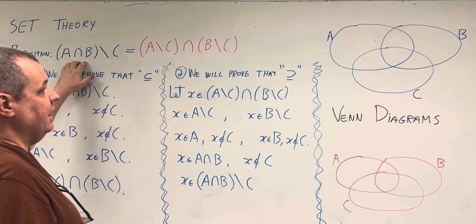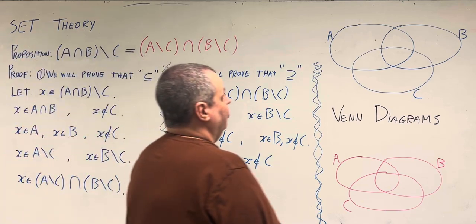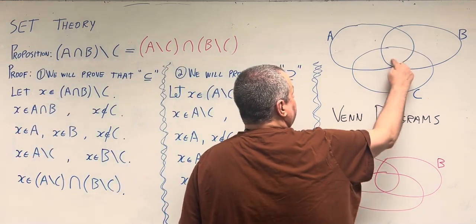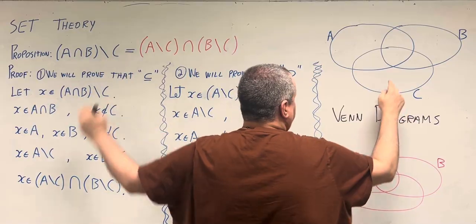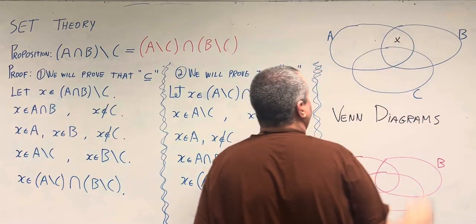let's look at the left-hand side first. I take the intersection of A and B, which would be this region, and then I remove C. So I have to remove that. I end up with this region here.